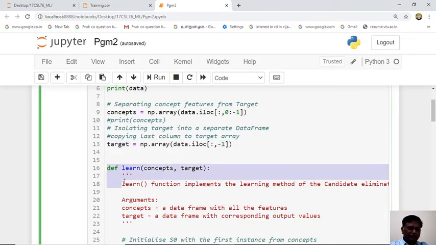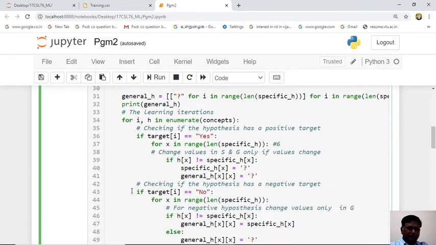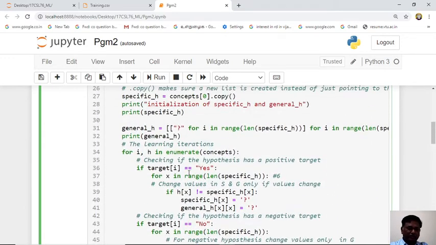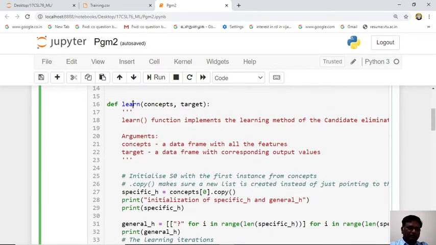So this function is implementing your algorithm. Before that we will see the next line, which line will be executed. This line will be executed. So these 2 variables will get a result from this function, S final and G final. Now we will go to the learn function. So you are sending the concepts and target separately to this function.